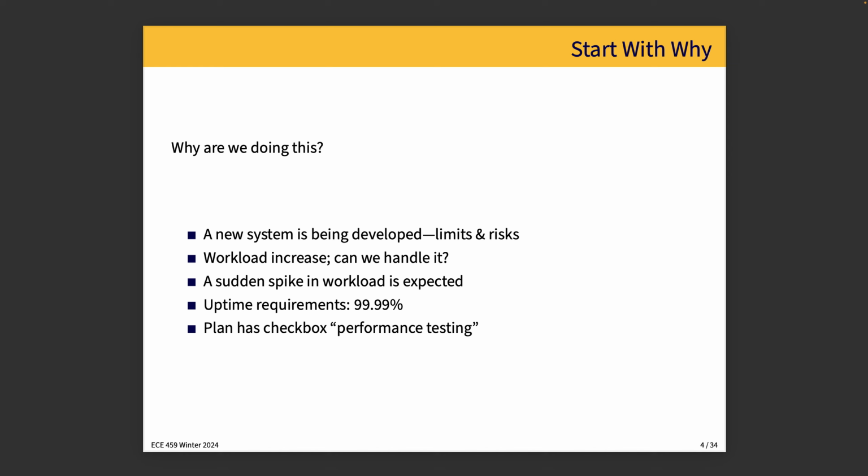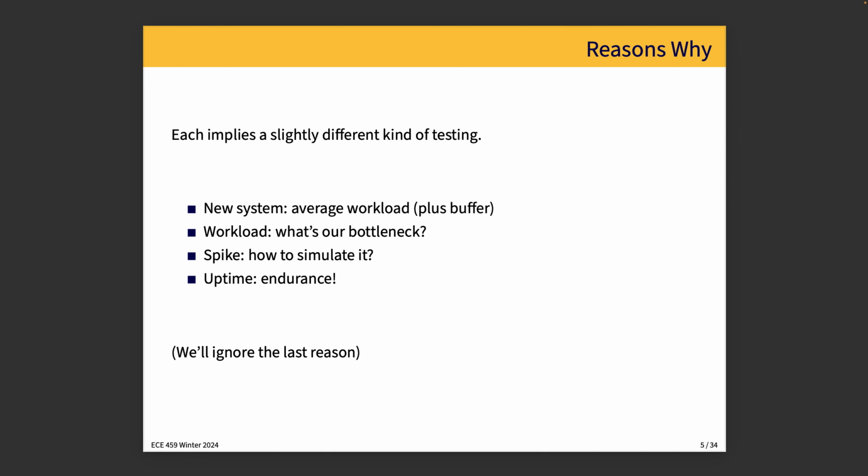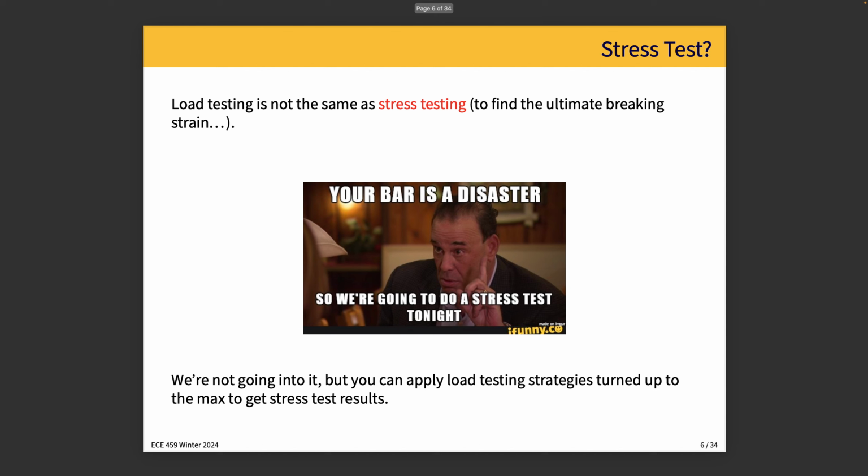If it's the spike situation, then we need to try to find a way to simulate that, generate spike behavior to see the system's response, and perhaps the hardest part is creating the test. And finally, if our reason is uptime requirements, in addition to putting a lot of load on the system, we have to maintain it for an extended period to make sure there's no performance degradation, a test of endurance, if you will. So what's our average workload? What's our bottleneck? How do we simulate a spike in workload? And what is the endurance?